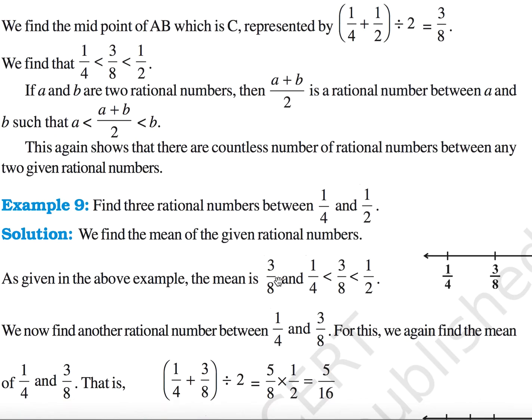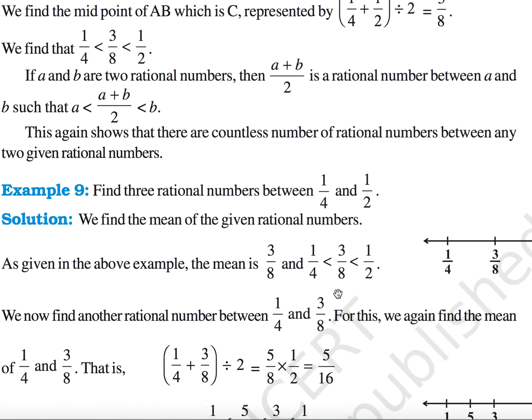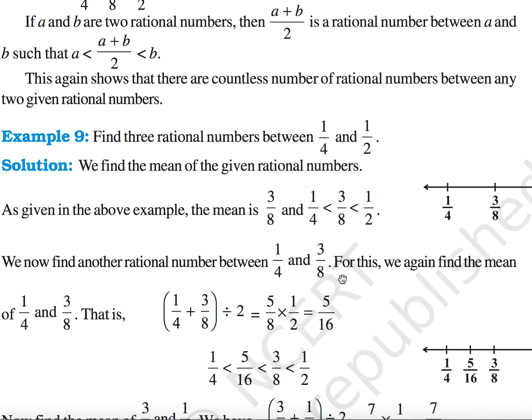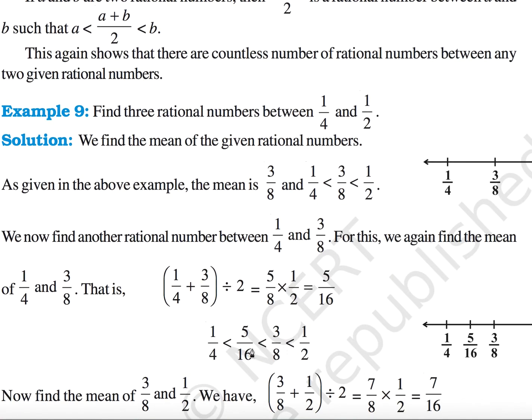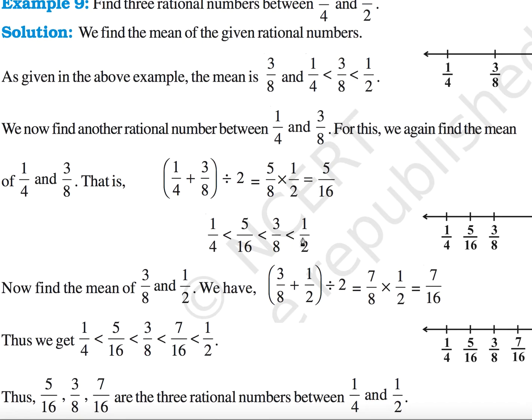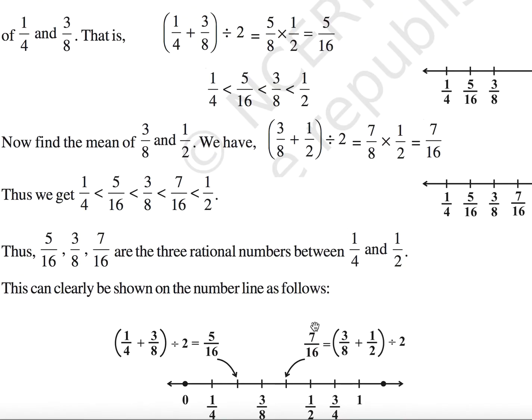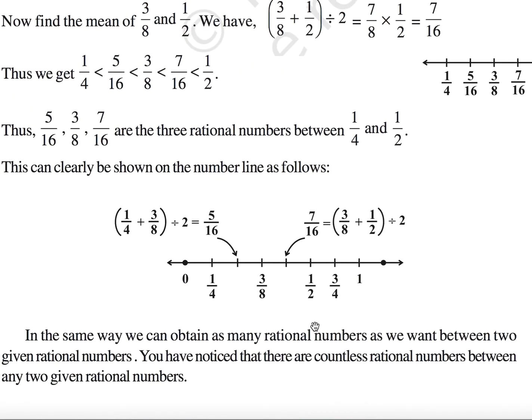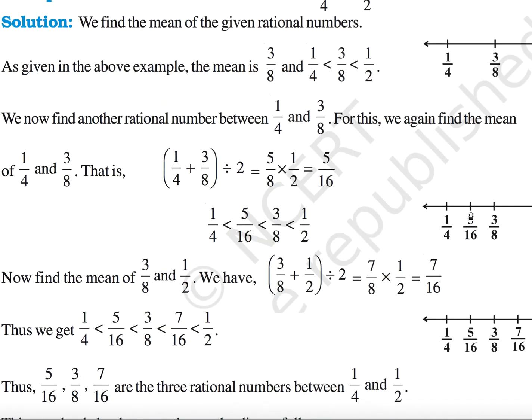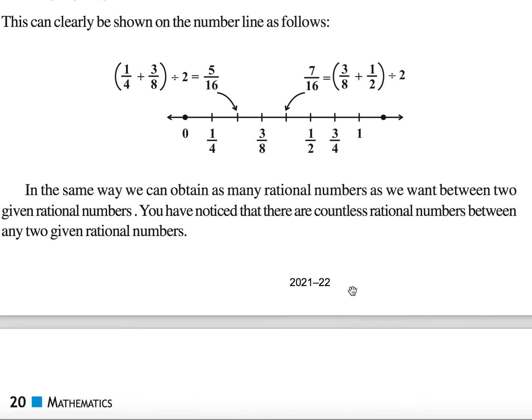Find three rational numbers between 1 by 4 and 1 by 2. You found the mean, 3 by 8. Again find the mean between 1 by 4 and 3 by 8, and you will get one more number. So you got two rational numbers between these two. You got the idea. Again, 5 by 16, which is the mean of these two, lies midway between these two. That you have to remember.